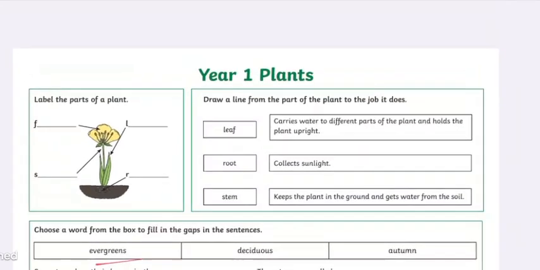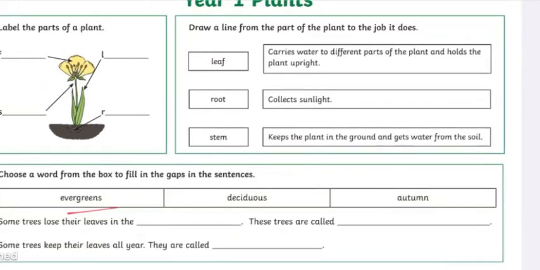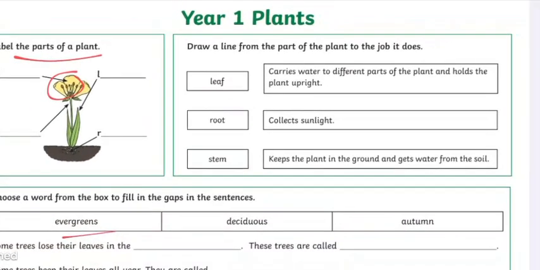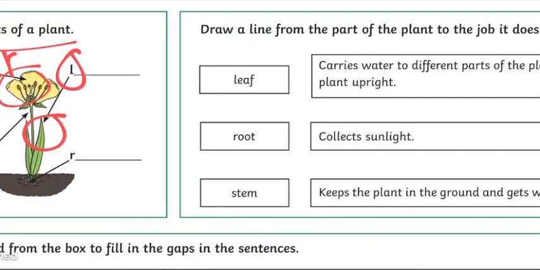So this is the second exam. It's talking about plants. So label the part of a plant. What is the name of this part? The yellow one. He put letter F. Flower. What about this one? He put letter L for you. Stem? Letter L. So this is stem or leaves? Leaves.